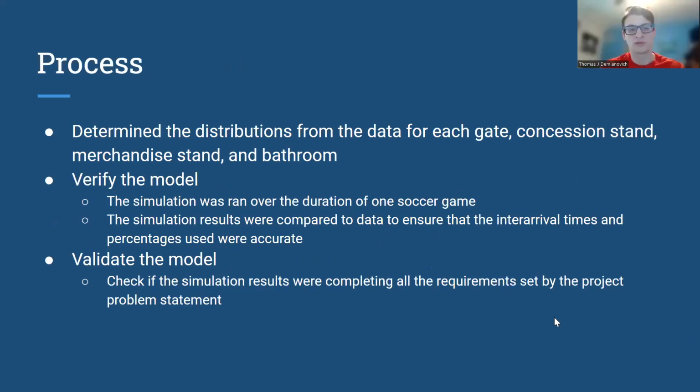The process was that we determined the distribution from the data for each gate, concession stand, merchandise stand, and bathroom. Then we had to verify the model. So we ran the simulation for the duration of one soccer game, and then the simulation results were compared to the data to ensure that the interarrival times and percentages we used were accurate. Then we also had to validate the model. Again, we checked the simulation results, and by doing so, it seemed that it completed all the requirements set by the project problem statement.